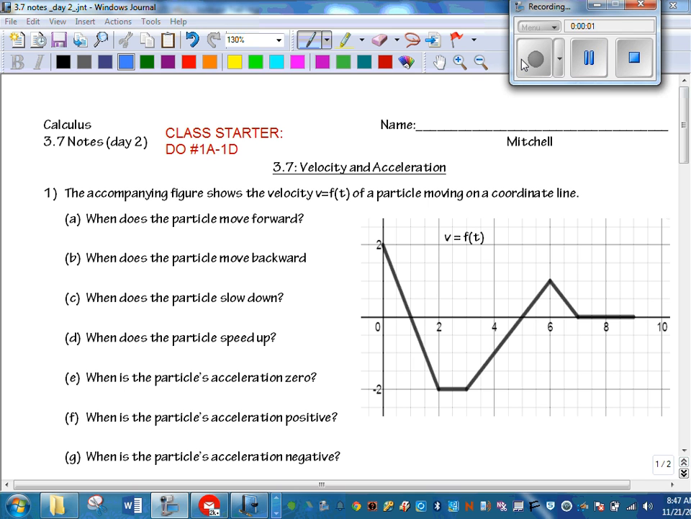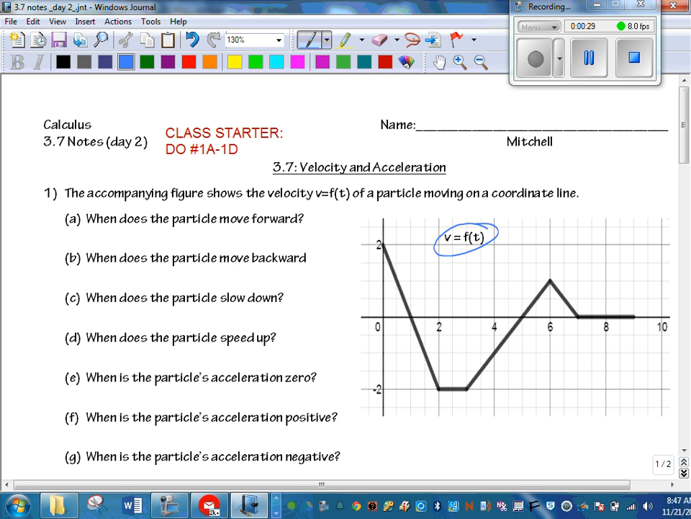So, for this problem, we're given the graph of the velocity, right? So our function here is the velocity. And we want to answer these questions. So yesterday, we were talking about the same types of problems, like a particle moving along a coordinate line or a number line, and we were given an equation, and we had to answer the same questions with equations, but now we're doing it with a graph.